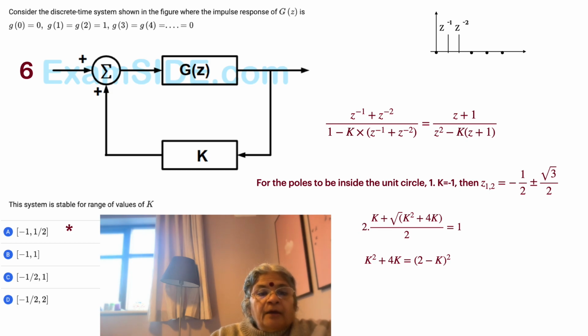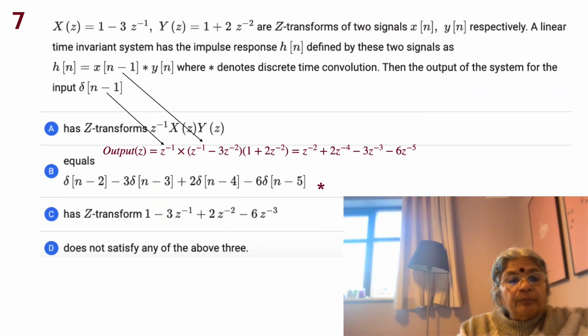I suppose it's clear. So both the cases have been explained to you based on the fact that we want the poles to be at the most on the unit circle. Okay, so at the most. Now let's move to the seventh problem.